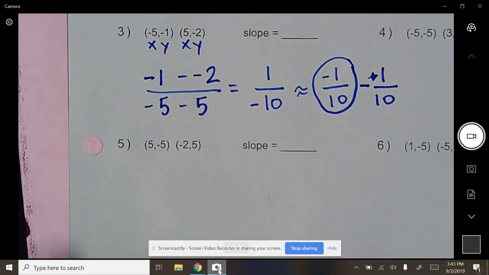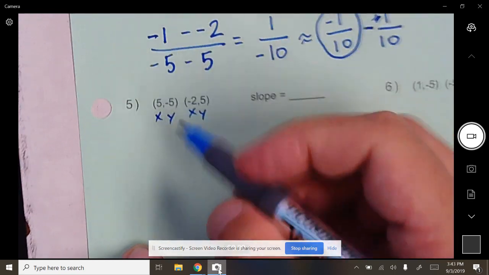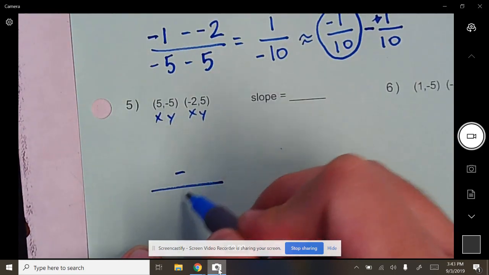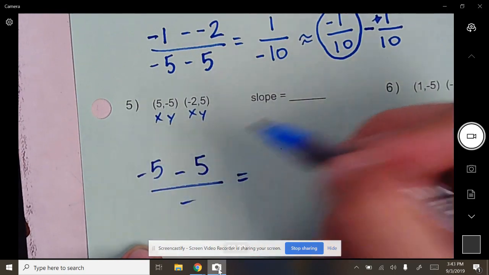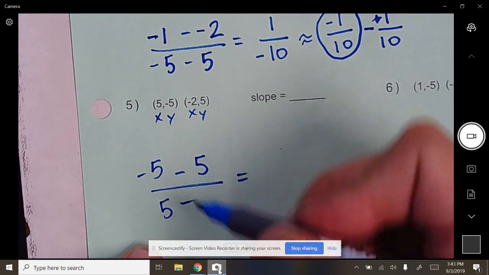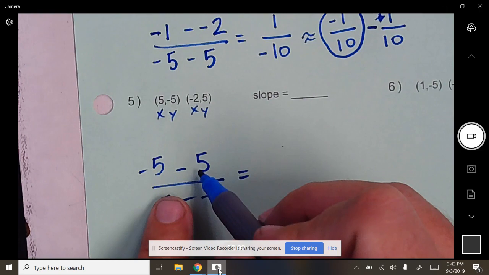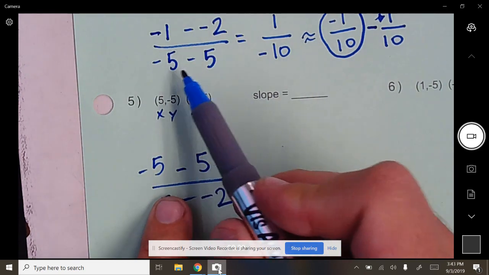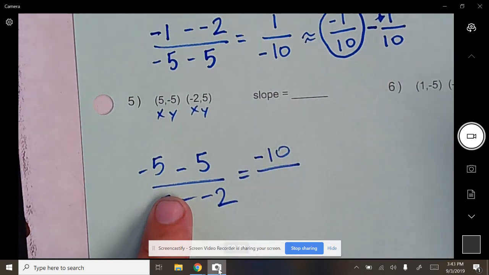All right, let's do number 5 now. Last one. x, y, you guys should be good at this point. We're setting it up. We have 5, that's a negative, minus 5. And then I have 5 minus a -2. Well, I look at this top one, -5 minus 5. I'm making sure that's correct. And don't I see that right here? Same thing. So you don't need to plug in everything if you have that answer right there.